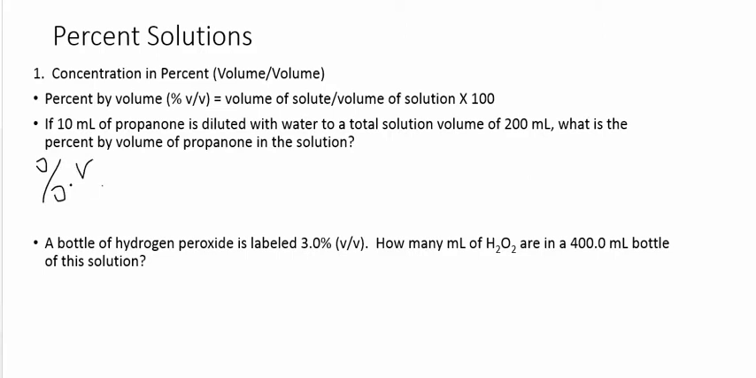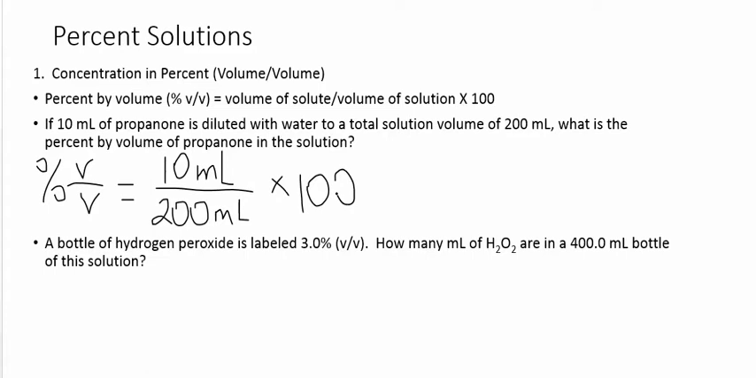So percent V to V is volume of solute, which is the propanone in this case, so 10 mL, divided by the total volume of the solution, which is 200, multiplied by 100. So it's 10 divided by 200 times 100. And the label on these is percent V/V. So 5% volume to volume is the concentration of this solution.